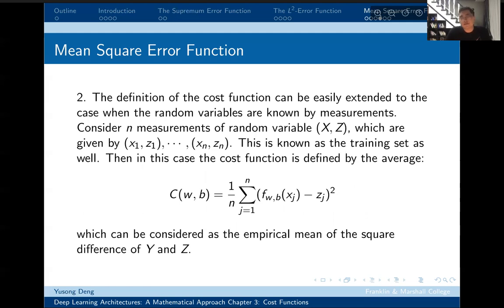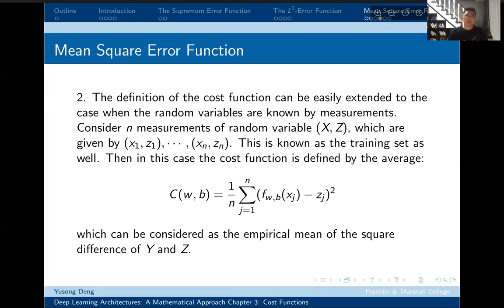The second reason why it's famous is this: it can be really easy to extend to the case when the random variables are known by measurements. So you can consider measurements of random variables x and z, and they are given by x1, z1, ..., xn, zn. Like many times before, we say 0, 0, 1, 0, 0.51 million, whatever. This is known as the training set as well, like we said before already.